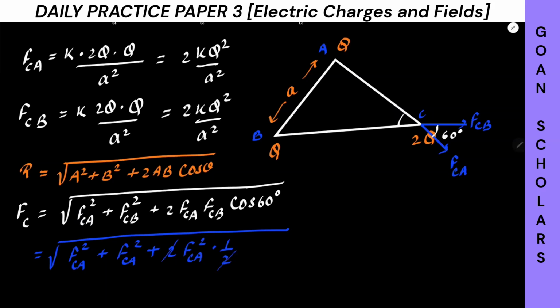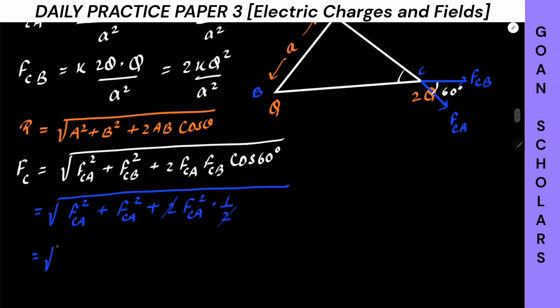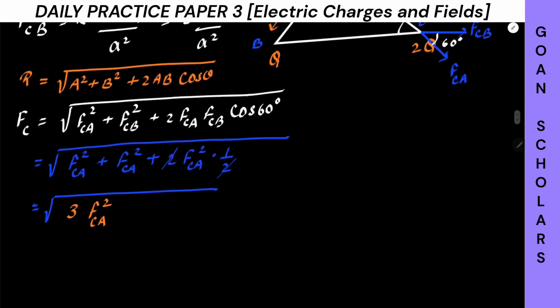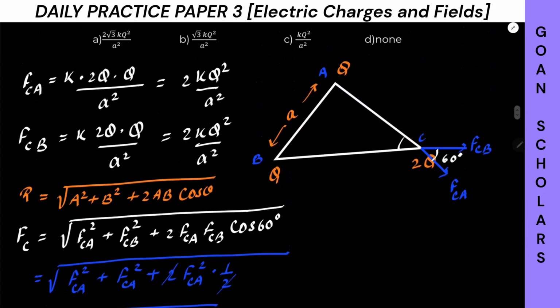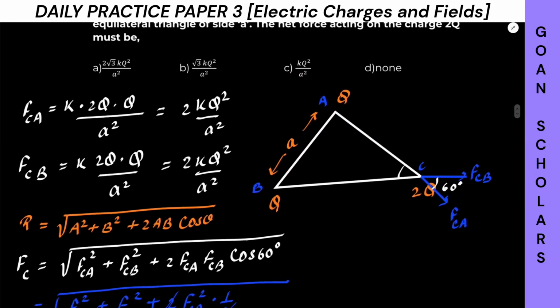So let's cancel this with this. And we are left with root under, be very careful, FCA square, let's call it apple: 1 apple plus 1 apple plus 1 apple. You are left with 3 apples. Apple is FCA square. So when you take it out of the root, it becomes root 3 times FCA. And FCA is 2KQ square by A square. So this is our resultant force on C: 2 root 3 KQ square by A square. Option A. I hope this is clear.